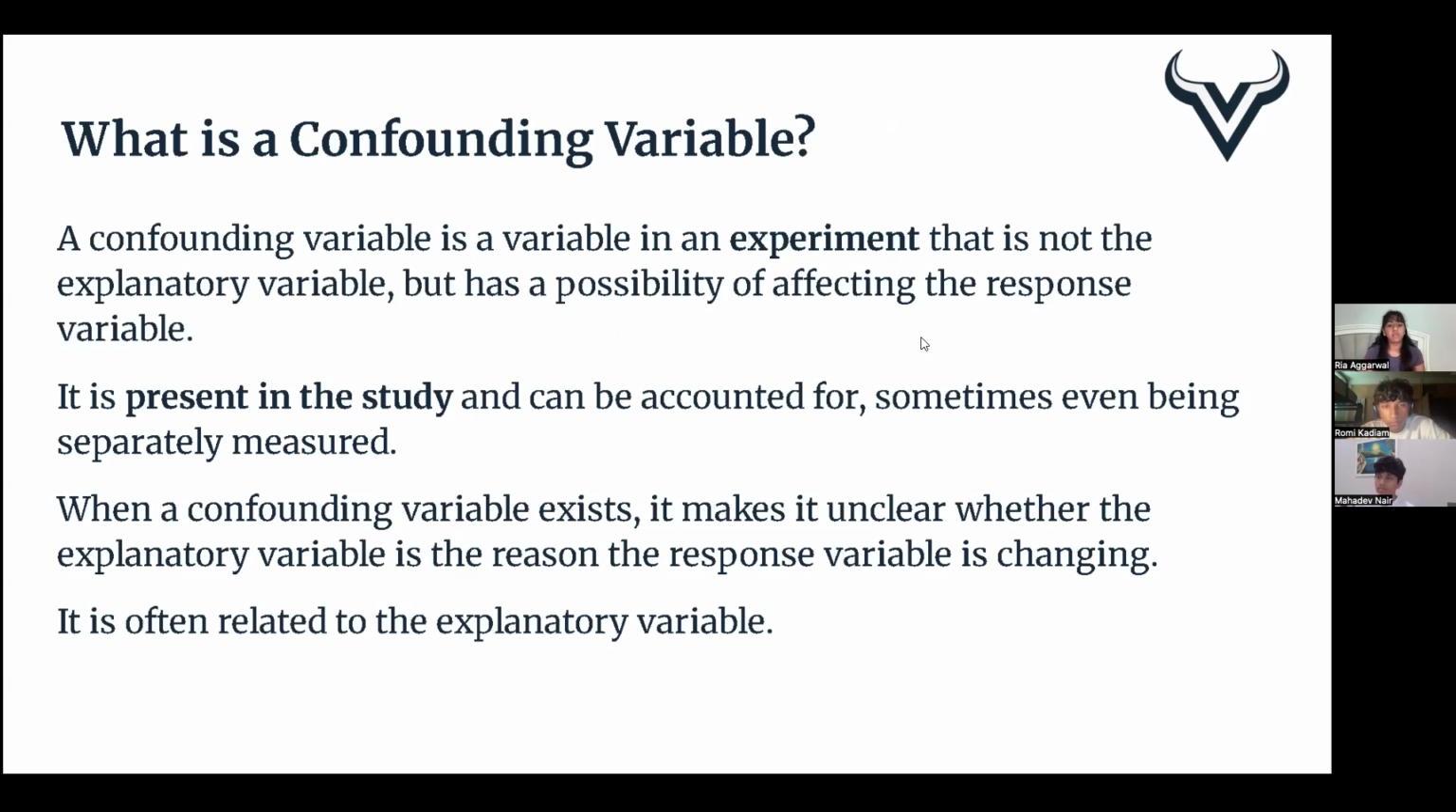So let's talk about what a confounding variable is. A confounding variable is one that is not the explanatory variable, but it still has the potential to affect the response. The key point is that it is present in the study. It might even be measured as well.